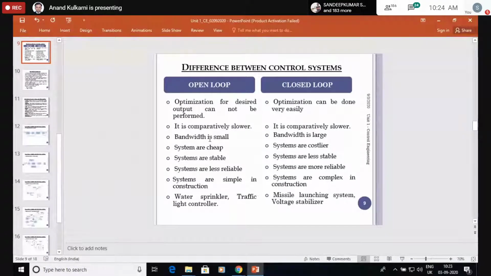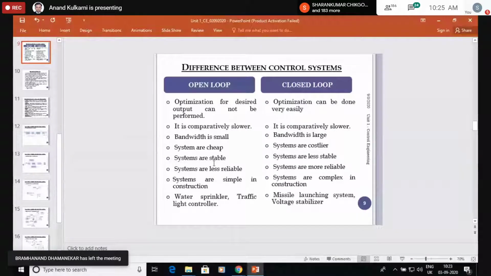Bandwidth is small, bandwidth is large. Bandwidth means the operating range or something like that. System is cheap, system is costlier. That is common sense, because in an open loop system there are fewer components and less complexity, and hence the system is cheap and this system is costlier. Systems are stable here. Here the question of stability does not arise, basically because proportional to input it will give you an output and there is no feedback here. So there is no question of instability here.